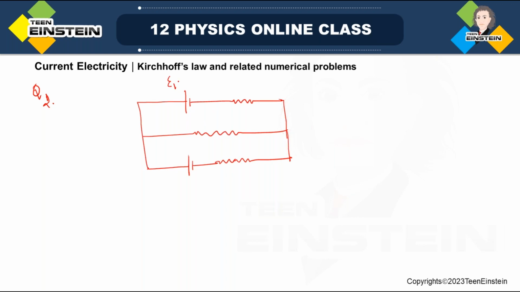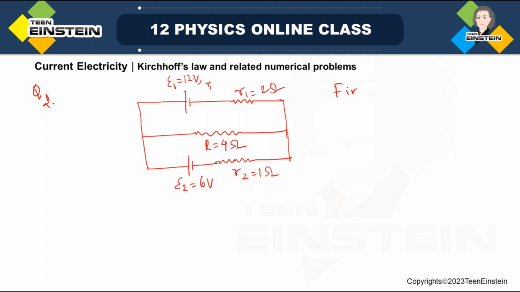So this is cell 1, which has EMF 12 volt and internal resistance. This is the internal resistance R1, given as 2 ohm, and this is the battery E2, 6 volt, and its internal resistance R2 is equal to 1 ohm, and this is 4 ohm. The question is, find the potential difference across each cell.